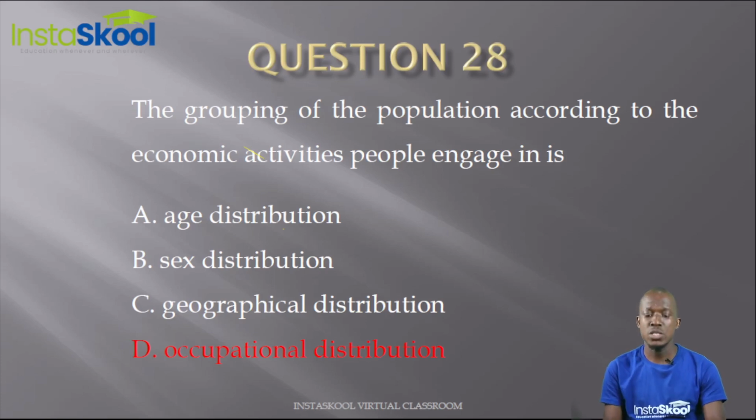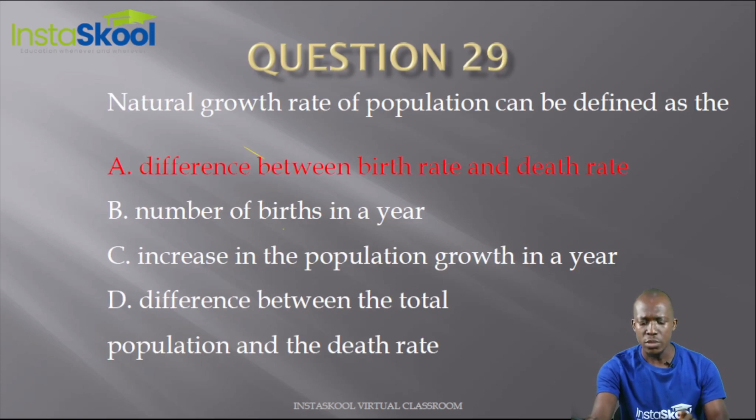Age distribution means grouping of people according to their age grade. Sex distribution means distributing people according to their gender, male or female. Geographical distribution means grouping them according to the region or which area they stay. While occupational distribution means the grouping of a population according to the work or the economic activities that they do. So our correct answer is option D, occupational distribution. Question 29. Natural growth rate of a population can be defined as dash.